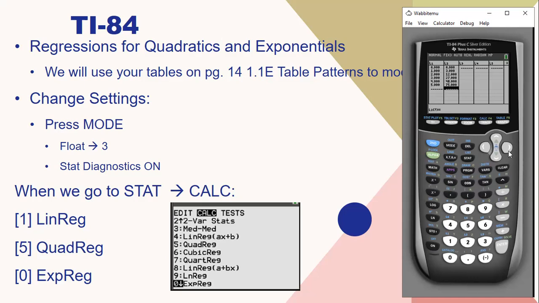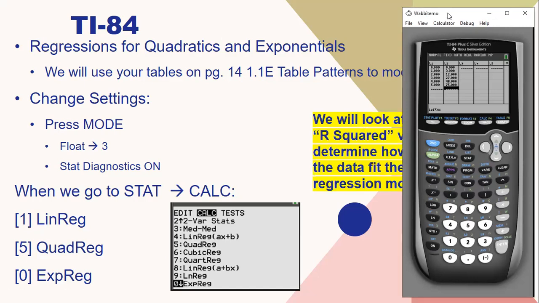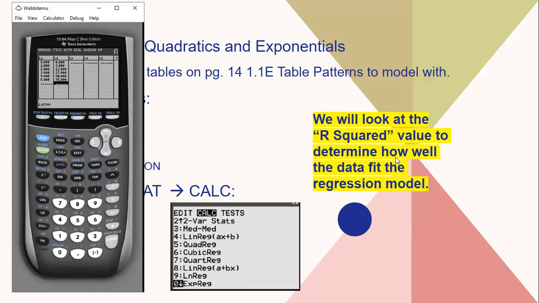Okay, when we're testing, what we're looking for is the R squared value. We will look at the R squared value to determine how well the data fit the regression model. That's what we're looking at, is our R squared. Got it? All right, so we're going to start off with our linear check.